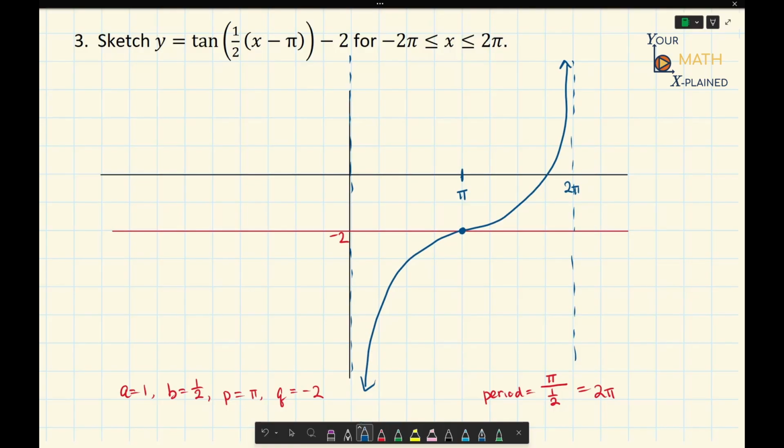And then we can do the same thing on the left side. So this here is going to be negative pi. And then our next vertical asymptote is going to happen at negative 2 pi. So we can draw our dotted line there. And then our second cycle is going to be right over here. And it looks something like this.